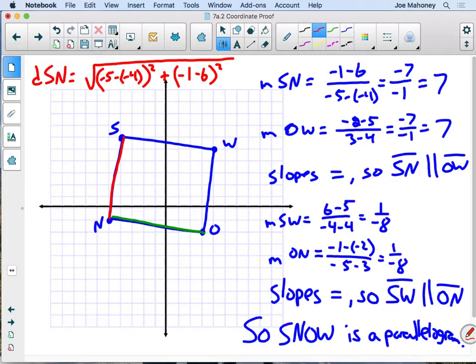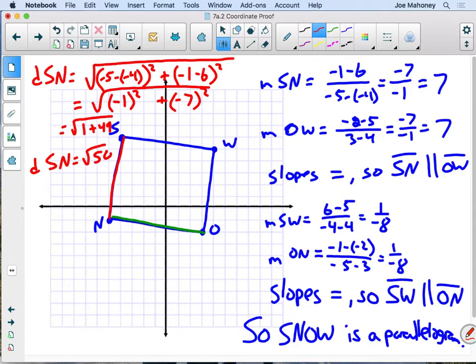The first subtraction gives me a -1. The second one gives me a -7. And remember, when you square negatives, they become positive. So 1 squared is 1. 7 squared is 49. So this becomes the square root of 1 plus 49, or the distance of side SN is the square root of 50. And again, I don't care what the decimal is. I'm comparing radical 50 to something else, so I'm not even going to worry about it.